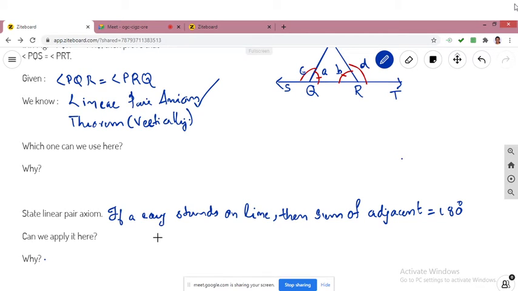Ma'am, QP first. Okay, you are considering the ray QP. Then ray QP is standing on angle C and angle A, which is equal to 180 degrees. Okay, but ray QP is standing on the line, which is the line? That is the condition for our axiom, no? There should be a line. So tell me, ray QP is standing on which line?